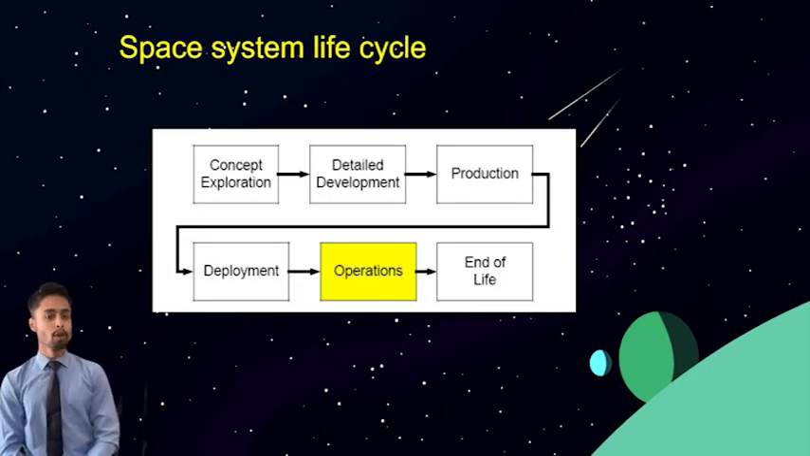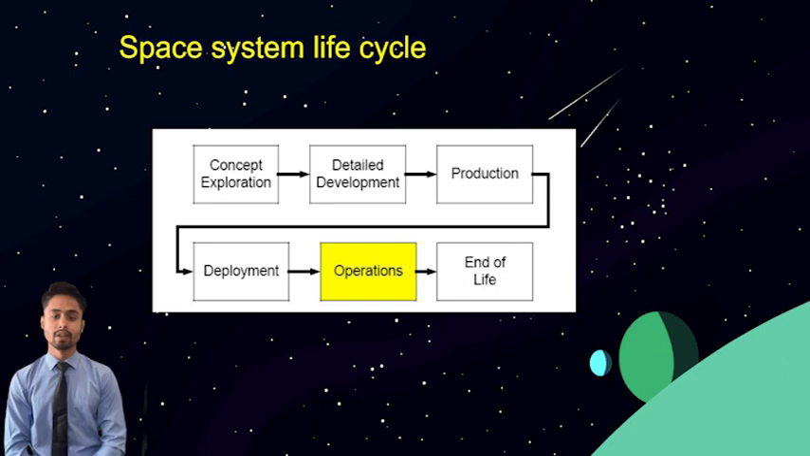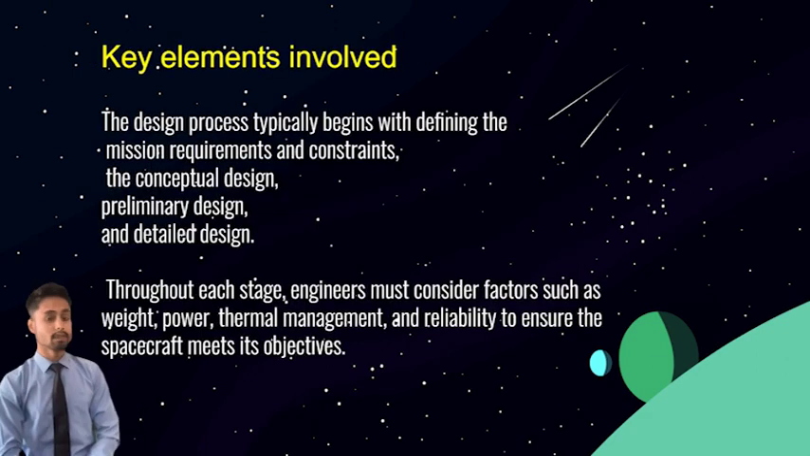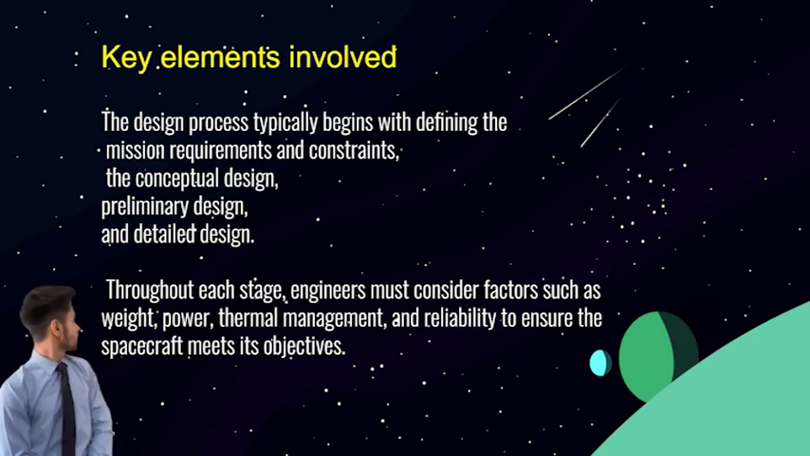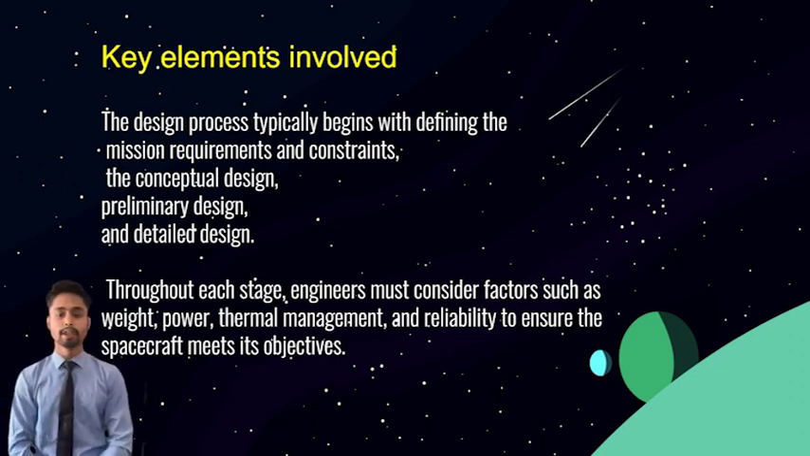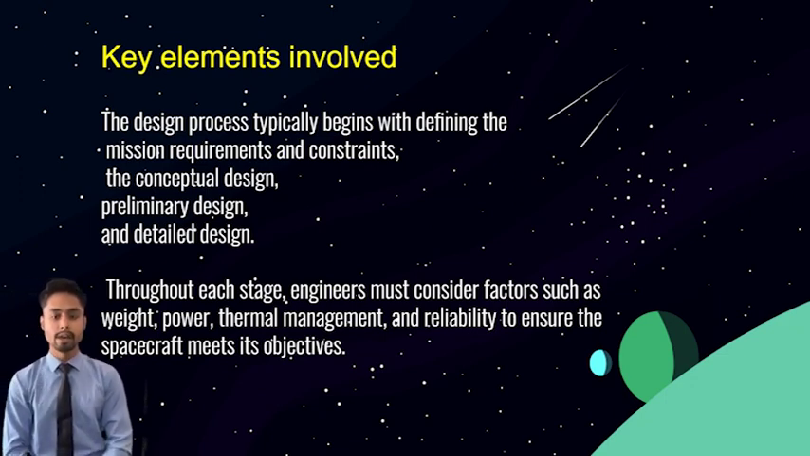Designing a spacecraft involves many different aspects and requires a multidisciplinary approach that draws on knowledge from various fields such as engineering, physics, material science, and computer science. Here are some of the key steps involved in designing a spacecraft: the conceptual design, the preliminary design, and the detailed design. Throughout each stage, engineers must consider factors such as weight, power, thermal management, and reliability to ensure the spacecraft meets its objectives.